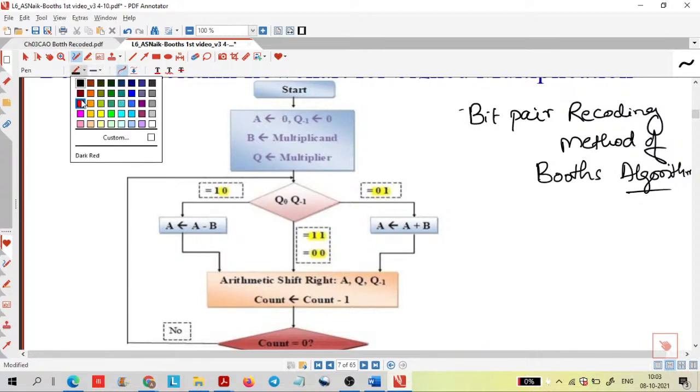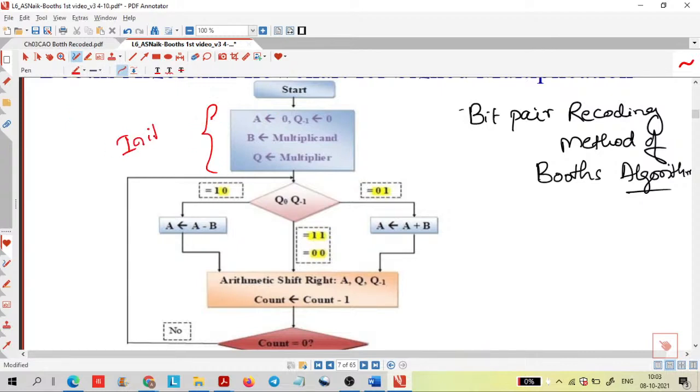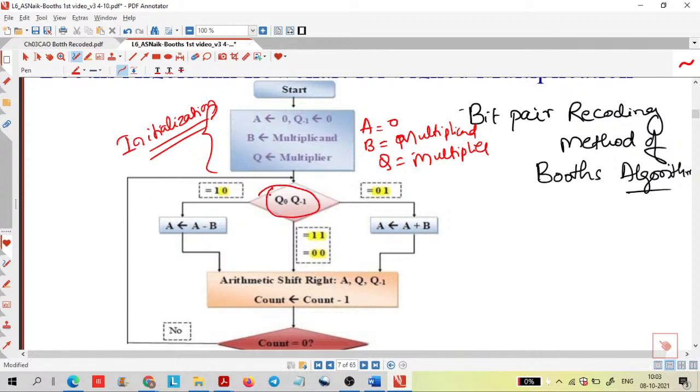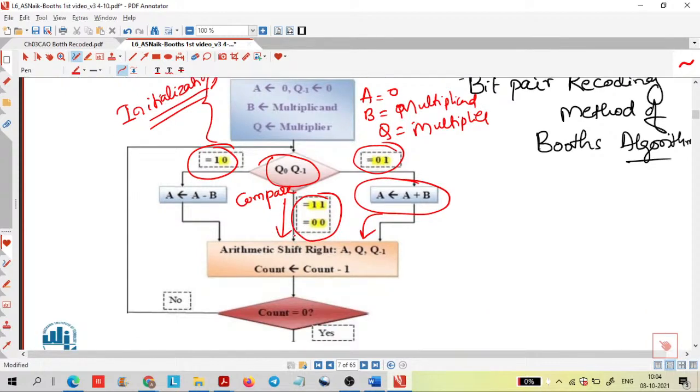So first of all, at the beginning, A, the accumulator, will contain zero and Q minus 1 will also contain zero. B will be the multiplicand, Q will be the multiplier, and we will follow a number of steps equal to the number of bits present in the multiplier. The number of bits of A and B will be the same. After that, we compare the values of Q0 and Q minus 1. If it is 1 0, then we subtract and then do the right shift. If Q0 and Q minus 1 come as 0 1, then we do the addition and then the right shift. And if they come as 1 1 or 0 0, then we do only the right shift.